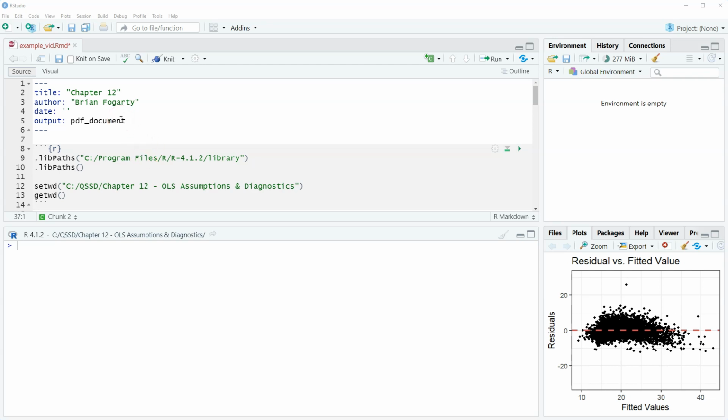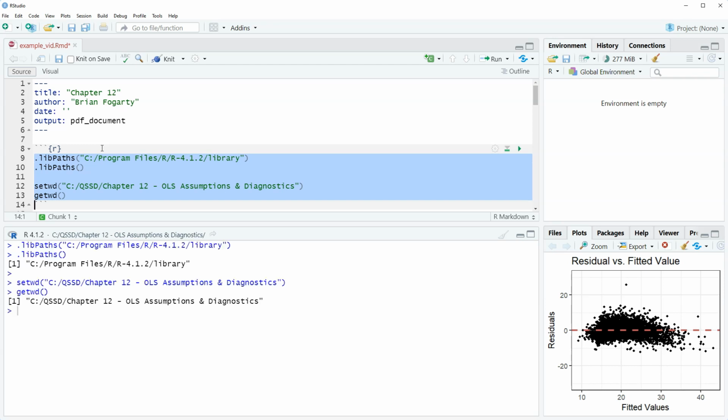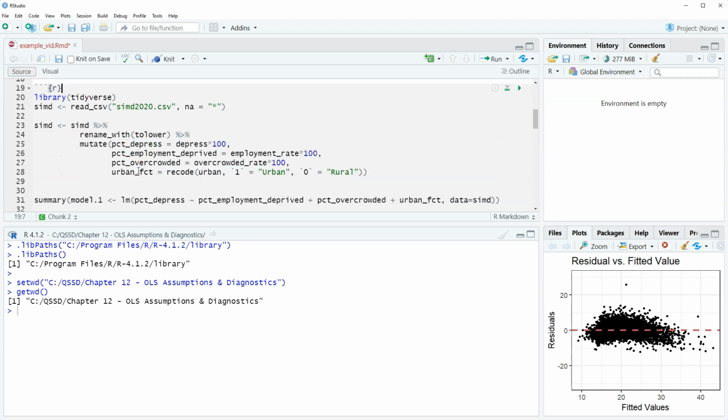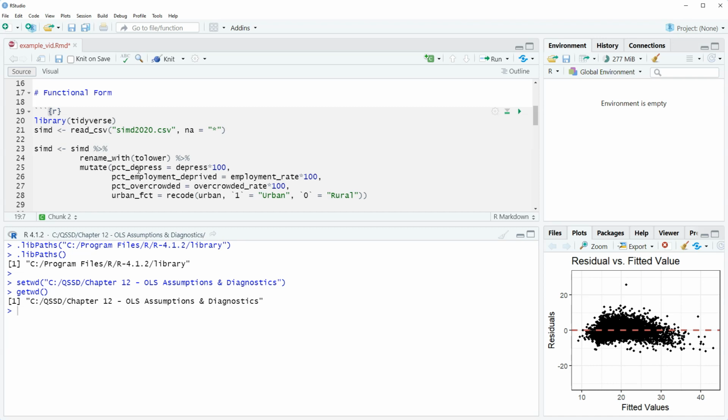I just want to point out I have a new R Markdown file. I saved it, but I'm going to set the library and also the working directory. Okay, and then in this video we are going to just look at functional form. The other videos look at different assumptions, diagnostic testing, and solutions.